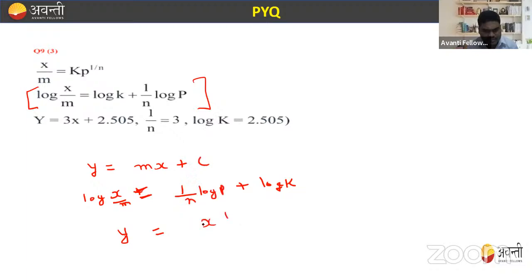This is x, 3x plus 2.505. So from here, y is equivalent to this, 3 is equivalent to this, x is equivalent to this, 2.505 is equal to this. So log k is equal to 2.505. So it is a very simple question, right? Just if you learn the formula, that is log x by m is equal to log k plus 1 by n log p, then you are going to solve this question in such an easy way. So please remember this concept as well, right? Because maybe some questions are definitely going to come from this topic alone.